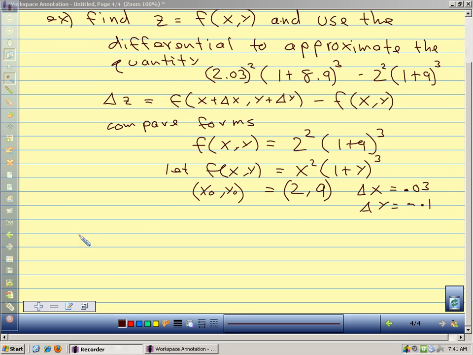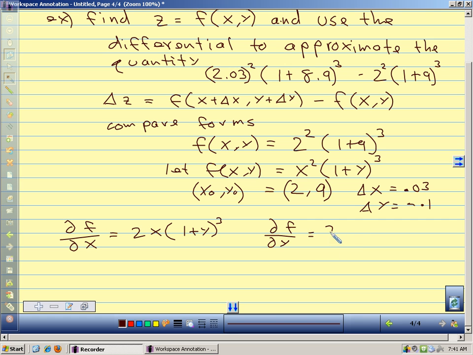So df dx. This is our function. What is df dx? 2x times 1 plus y cubed. And df dy is x squared times 3 times 1 plus y squared.